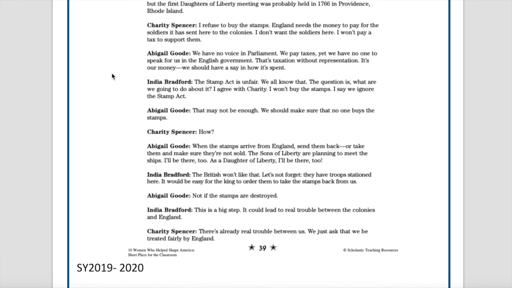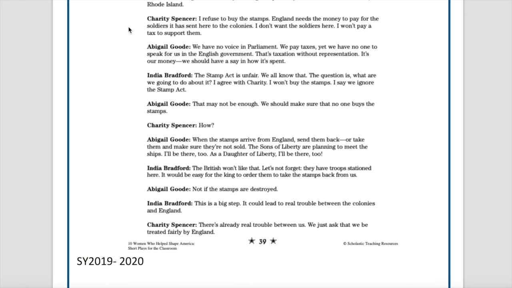Charity Spencer. I refuse to buy the stamps. England needs the money to pay for the soldiers it sent here to the colonies. I don't want the soldiers here. I won't pay a tax to support them. Abigail Good. We have no voice in Parliament. We pay taxes, yet we have no one to speak for us in the English government.